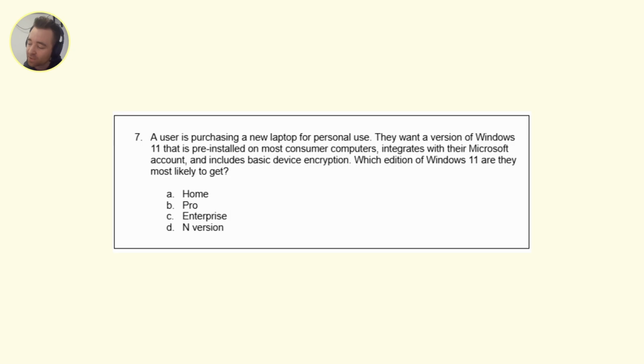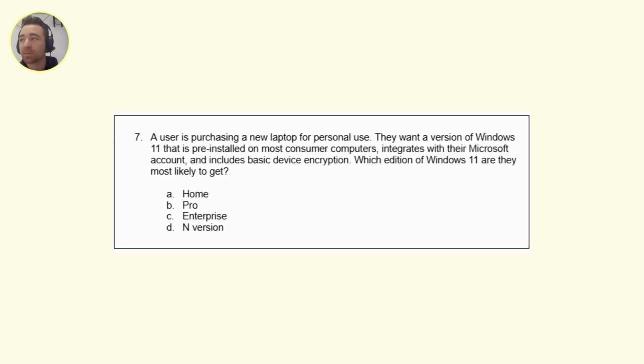All right, the first question reads, a user is purchasing a new laptop for personal use. They want a version of Windows 11 that is pre-installed on most consumer computers, integrates with their Microsoft account, and includes basic device encryption. Which edition of Windows 11 are they most likely to get? Is it A, Home, B, Pro, C, Enterprise, or D, N version? Pause the video if you need more time.